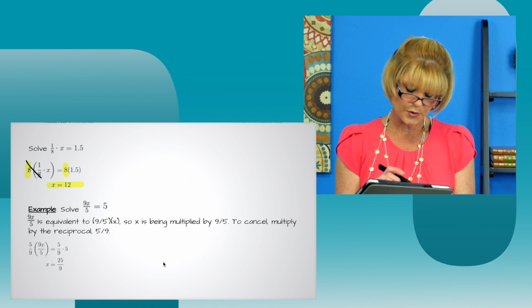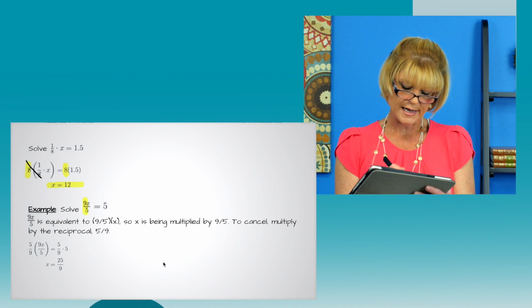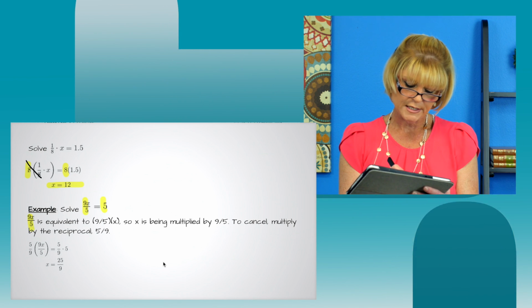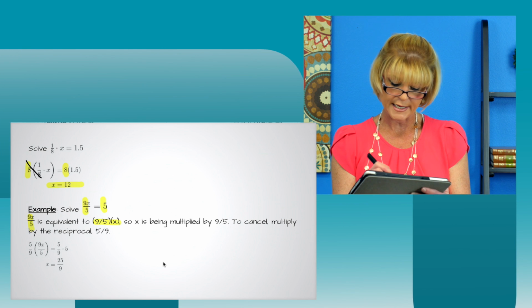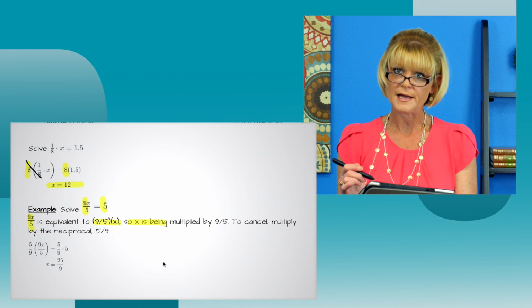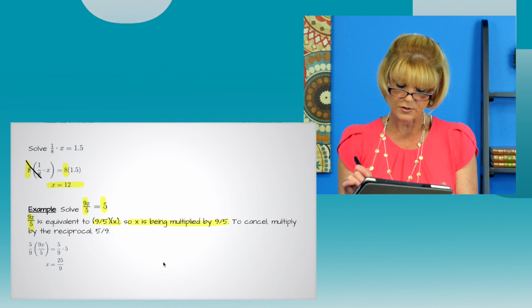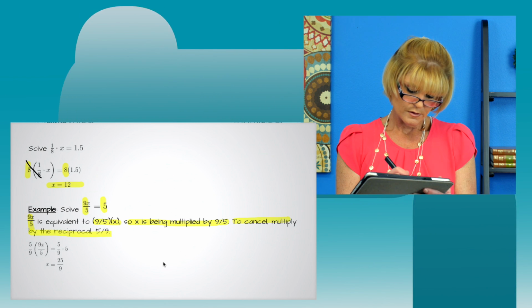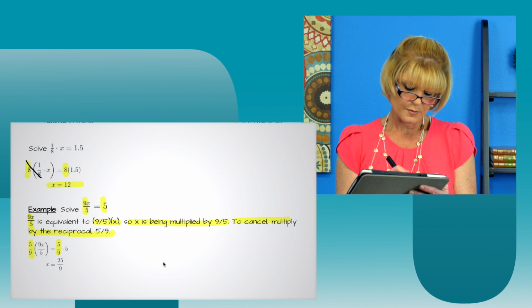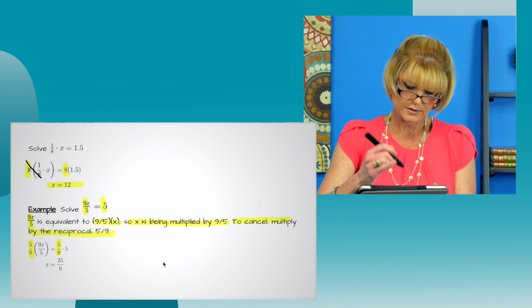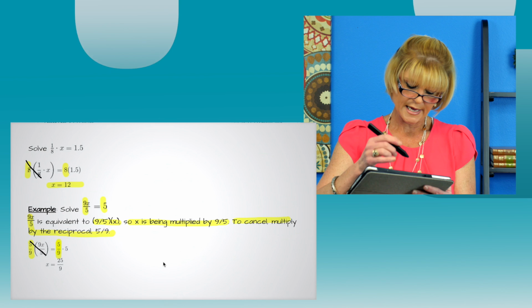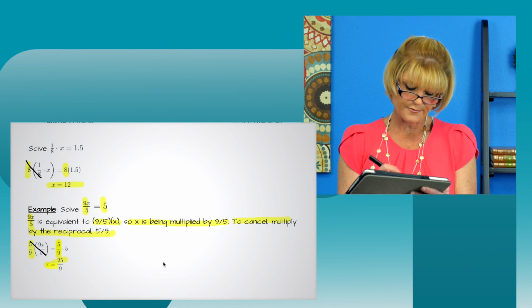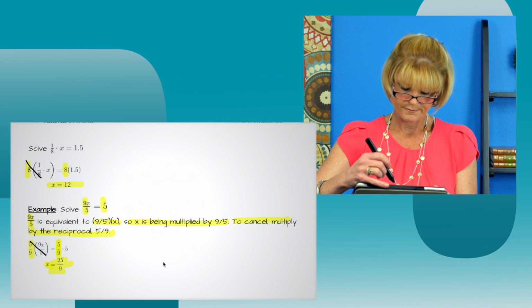Let's look at another example. Solve 9x over 5 equals 5. 9x over 5 is equivalent to 9 over 5 times x. So x is being multiplied by 9/5. So to cancel, we multiply by the reciprocal, 5 over 9. There it is, multiplied. And once we do the math there, these cancel. We get x equals 25 over 9.